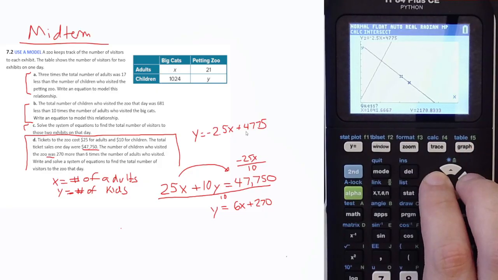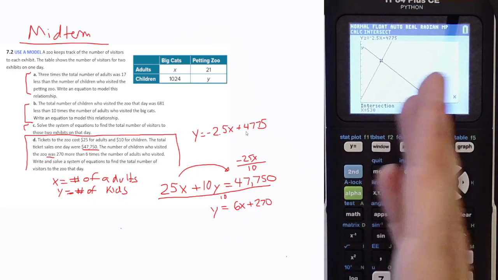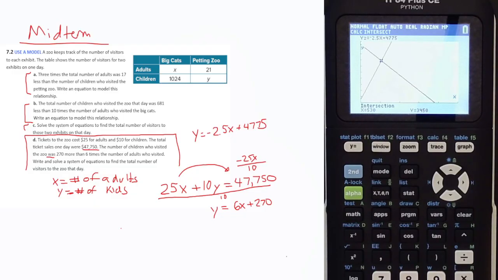So I'm going to put the arrows just to get kind of close to the intersection. It doesn't need to be right on it. And then we got our answer. And that is x equals 530. And that is what, adults? And y equals 3,450 kids.